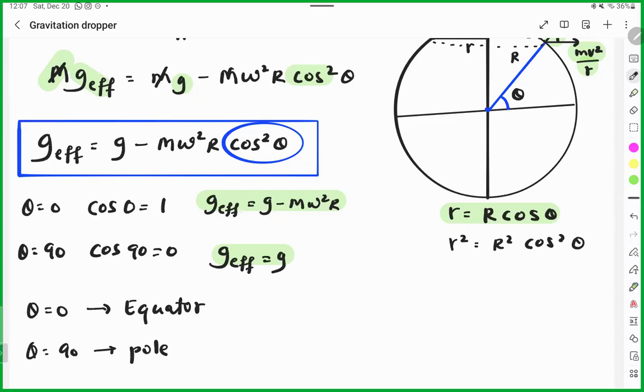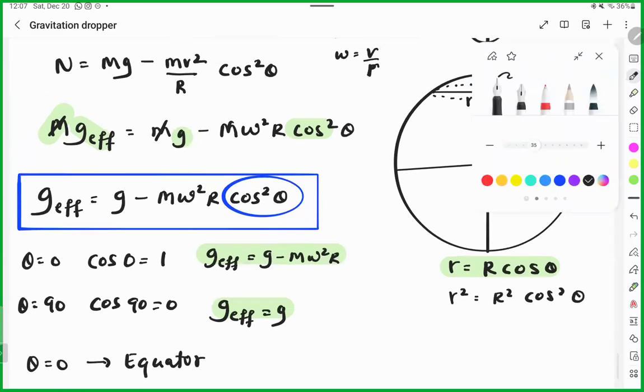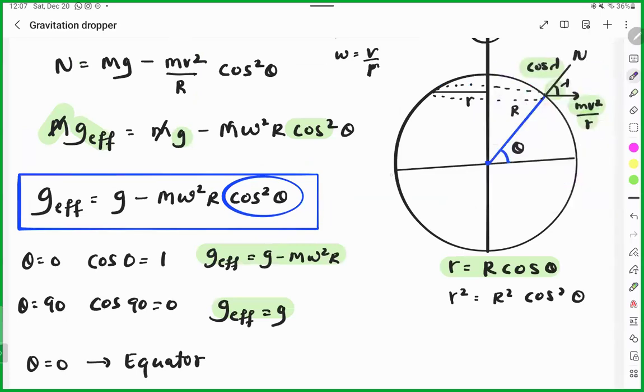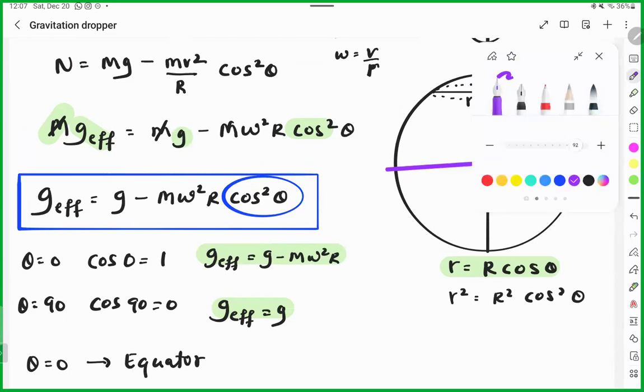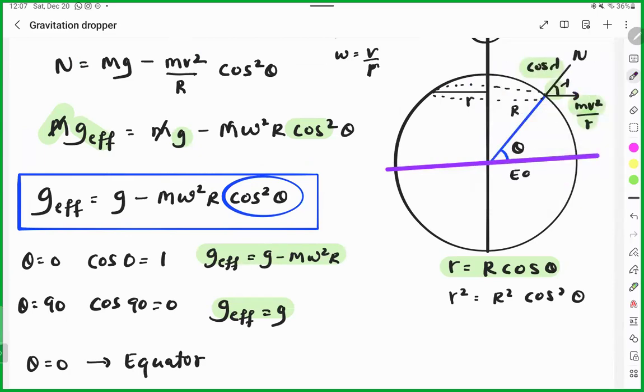How do we know? Because this line is known as the equator line. Correct. This line is known as the equator line. And what is the pole line? This one. This is known as the pole line. So at the pole, the angle theta will be 90 degrees. At the equator it will be 0. Yes or no, guys?